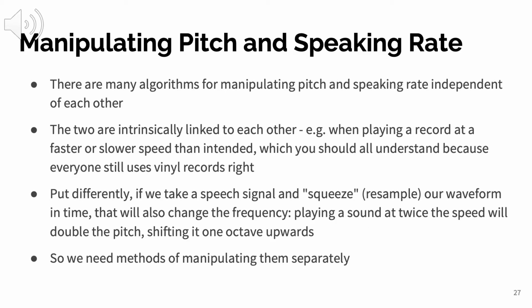So when we have these systems and we compile the waveform, we often want to then manipulate the pitch and the speaking rate. But the two are intrinsically linked. You're probably all familiar with, if you play one of the old vinyl records back at twice the speed, it's going to be a much higher pitch. That's because if you have a sinusoid and you're squeezing it in time, that's going to be a higher frequency. If you're stretching it out in time, it's going to be a lower frequency. So the two are intrinsically linked, unless you're using some sort of intelligent algorithmic approach to change them independently of one another.